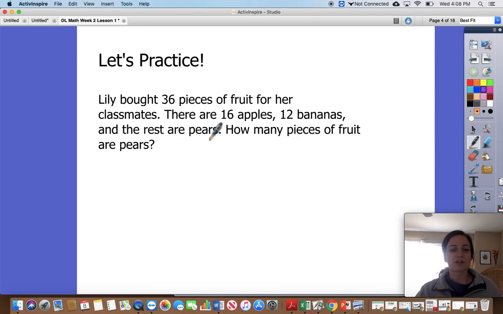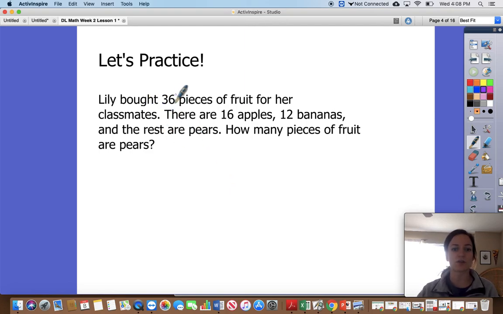Lily bought 36 pieces of fruit for her classmates. There are 16 apples, 12 bananas, and the rest are pears. How many pieces of fruit are pears? Okay, so in these problems where we have more than one step, I think a really important part is to ask yourself, okay, what do I need to do first? Now, I'm a very visual person, so I like to kind of see what's happening in the word problem, so I'm going to draw what's happening right now.